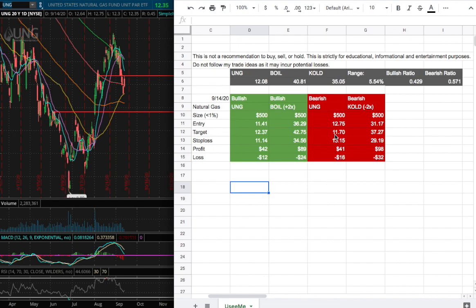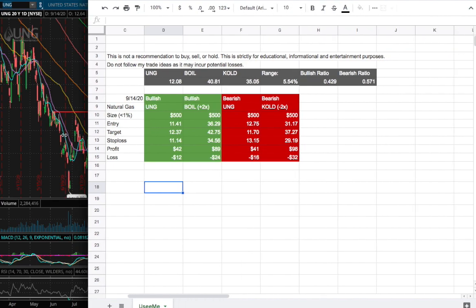On the other hand, if I were to open a short position, my entry will be $12.75, and that is this range right there where we encounter past resistance, and also that would coincide with the 9-day moving average, the blue line. My sell target will be $11.70, and my stop loss will be $13.15. So basically my position will be whichever entry enters or hits it first.